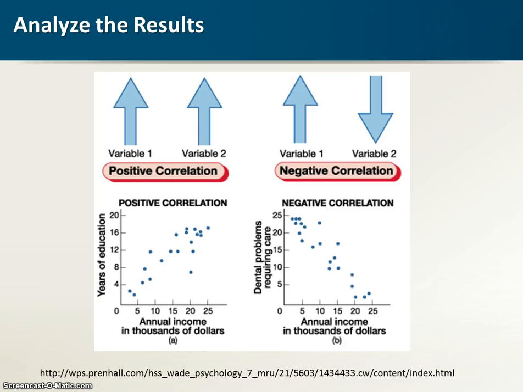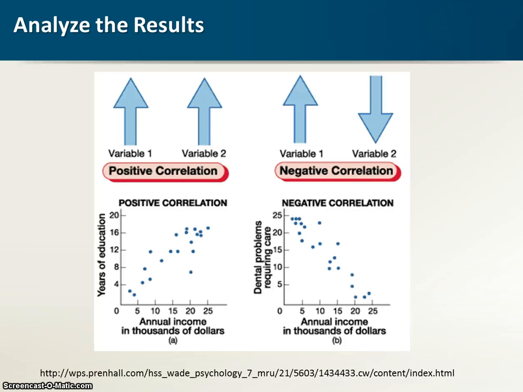We would see a positive correlation, say, between people's height and their shoe size, or the number of shots of vodka they do before an exam and the number of mistakes they make. Not something I recommend trying, but it would be a positive correlation.